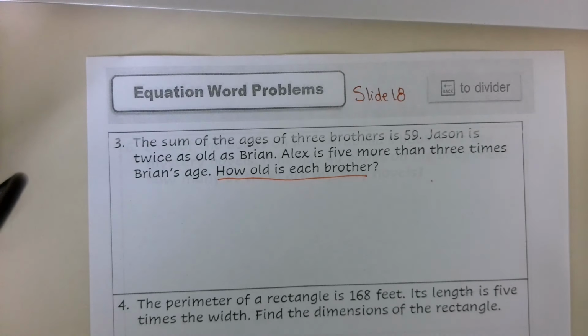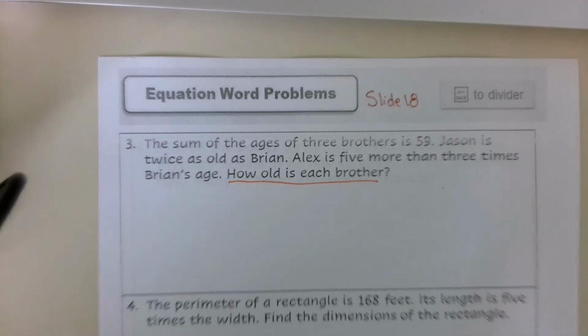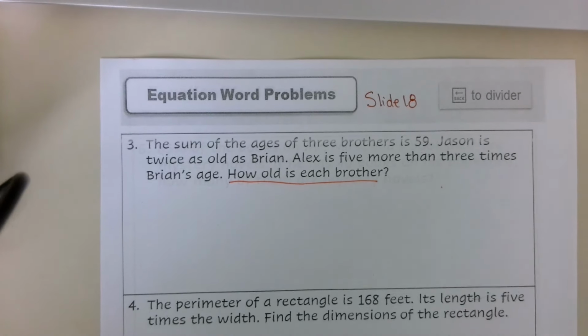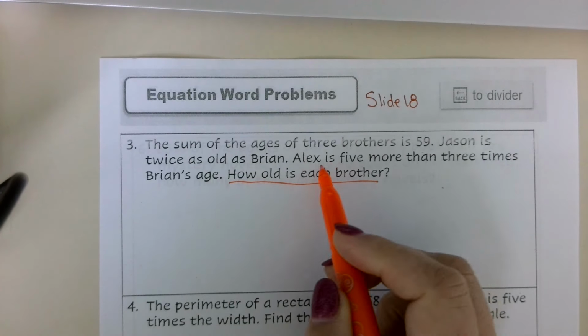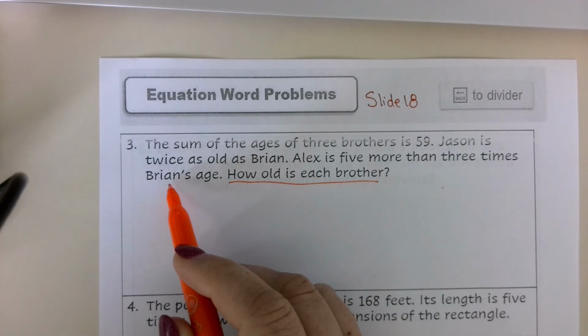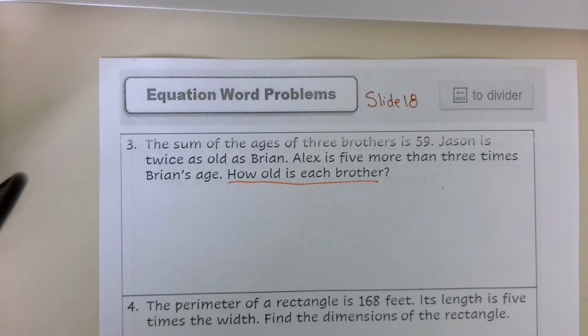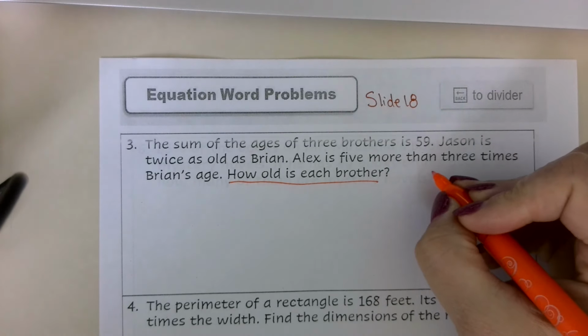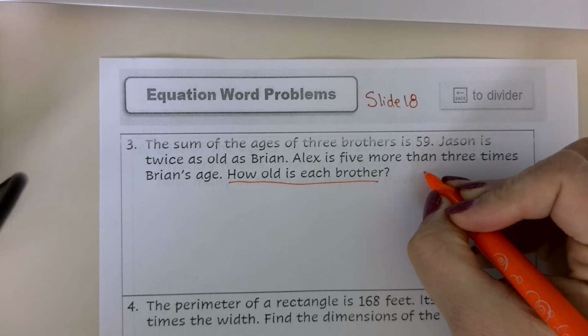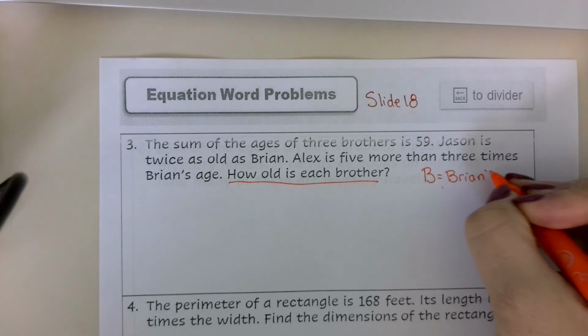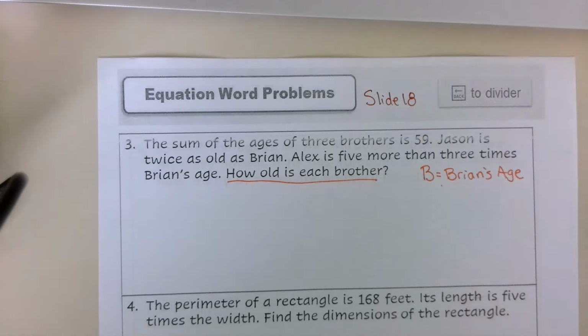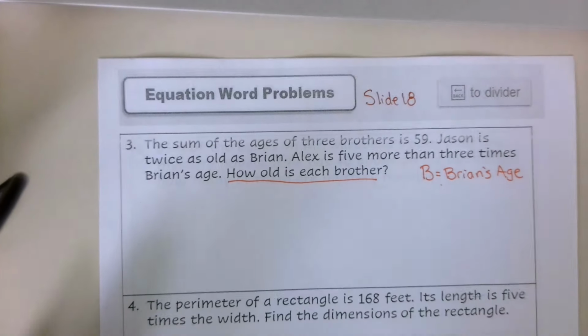This is an equation where I'm going to have to look at these 3 brothers and set up each brother's age in terms of one of them. Now, here's how I decide. Jason is twice as old as Brian, and Alex is 5 more than 3 times Brian's age. So what I need to do is set up an equation where it's all about Brian's age being my variable. So I'm going to have my variable be B, and that will be Brian's age. So that's my main variable. Let's look at the other ones.